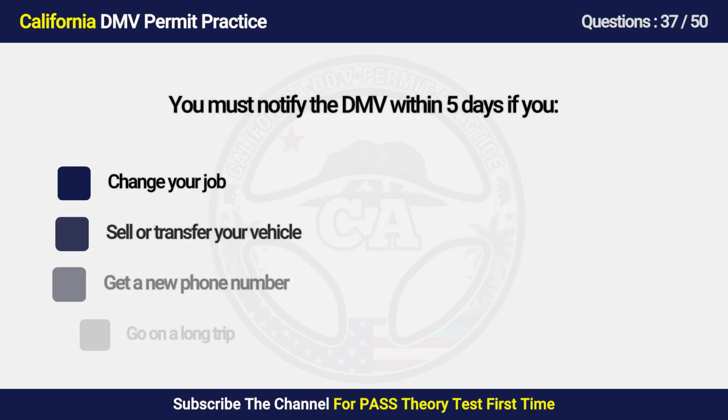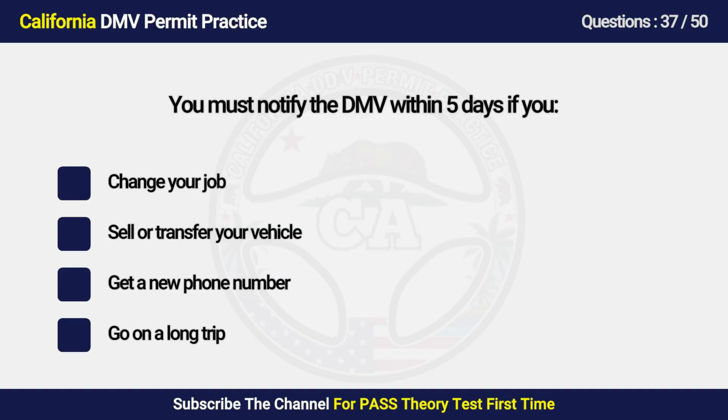Question 37. You must notify the DMV within 5 days if you: A. Change your job. B. Sell or transfer your vehicle. C. Get a new phone number. D. Go on a long trip.